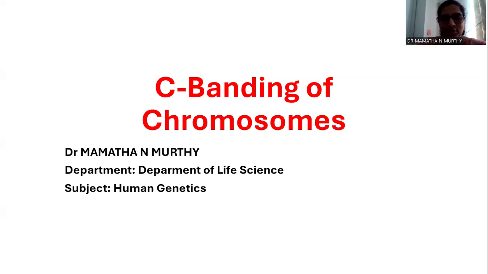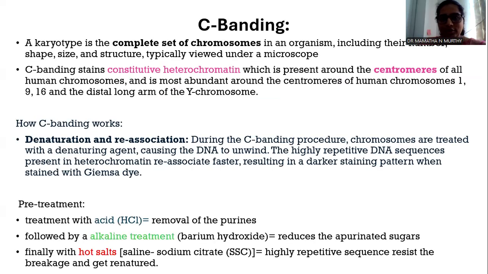Today we're discussing the C-banding technique of chromosomes. So before understanding C-banding, we should learn the basics of karyotype. Karyotype is the complete set of chromosomes of an organism, where the chromosomes are arranged on the basis of their shape, size, structure, and line.